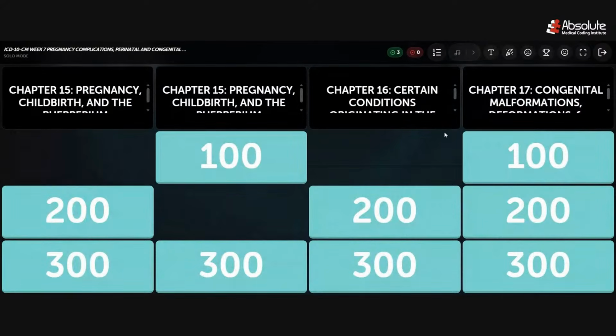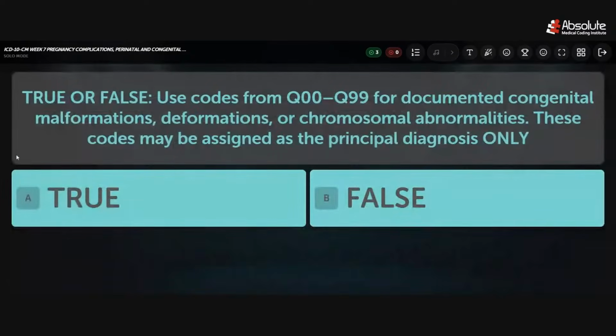Now we are going to move over to our chapter 17, our congenital malformations, deformations, and abnormalities. Let's do a 300. Okay, true or false? Use codes from Q00 to Q99 for documented congenital malformations, deformations, or chromosomal abnormalities. These codes may be assigned as the principal diagnosis only. Is this one going to be a true or false statement? Let me know in the chat, coders, and then we will go over it in just a few seconds.